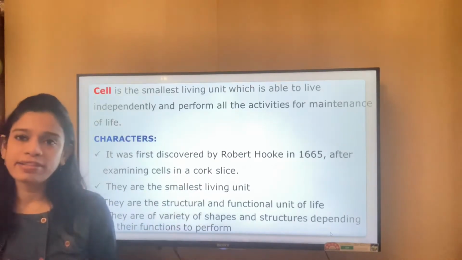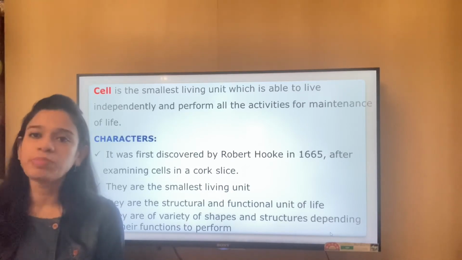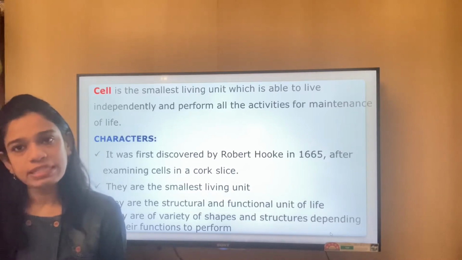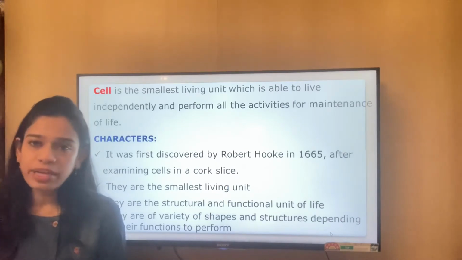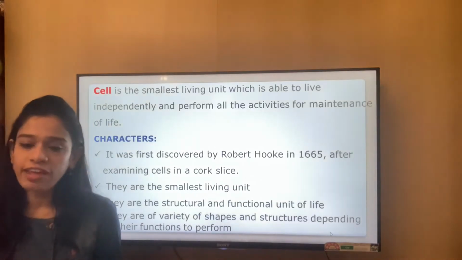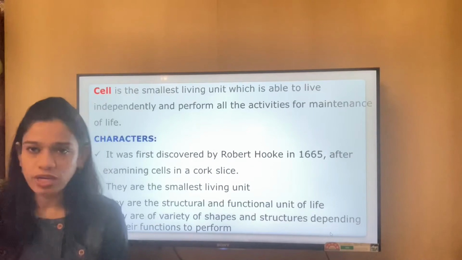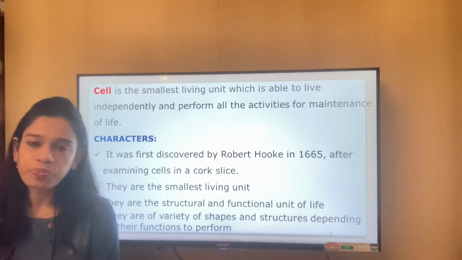And what are its characteristics? Mostly they are unicellular, though they can be multicellular also, and they are the smallest living unit. They are able to carry on the life processes independently, they are the structural and functional unit of life, and they have a variety of shapes and structures depending upon their position and the function that they need to perform.